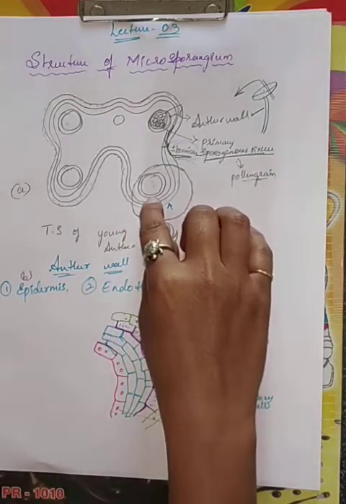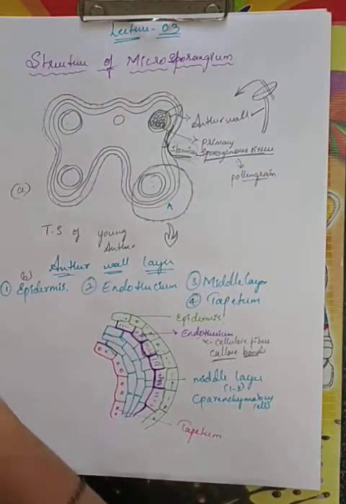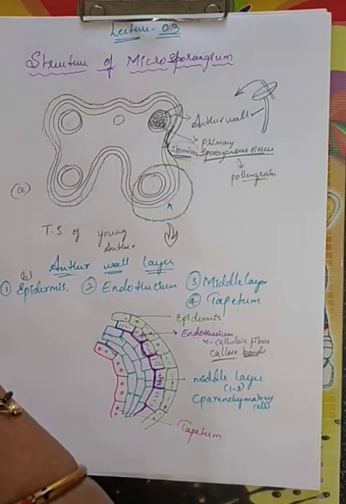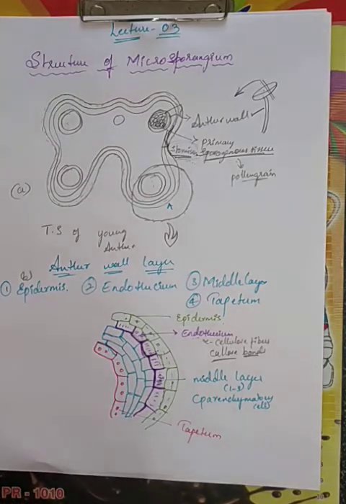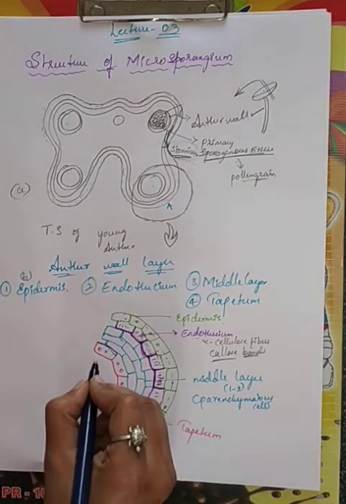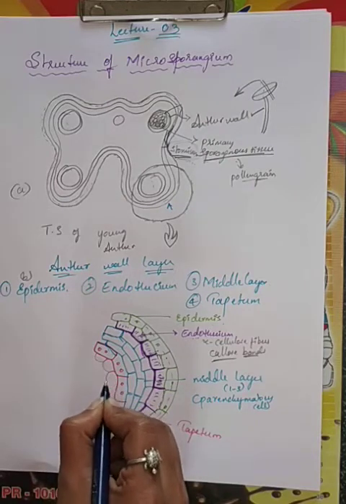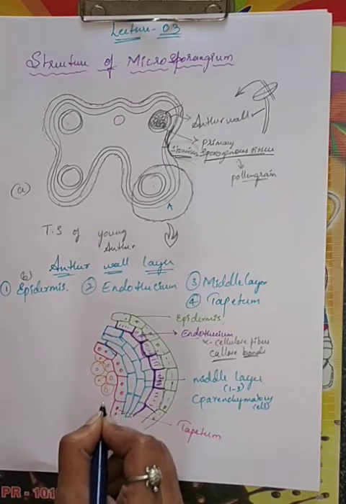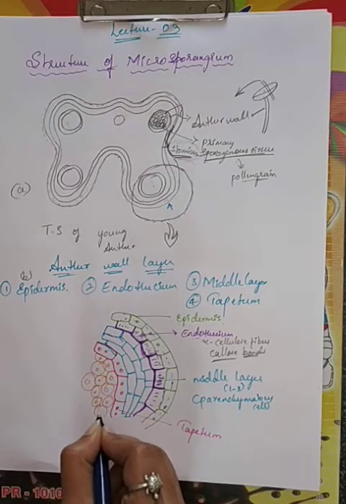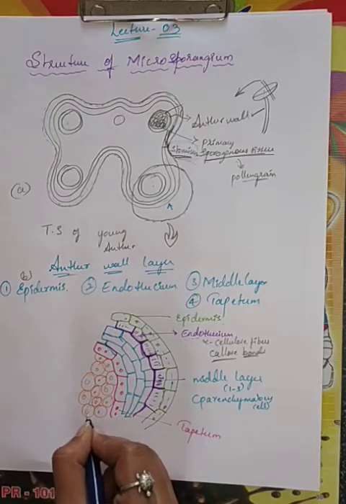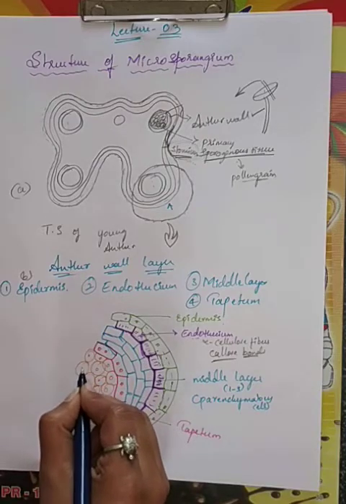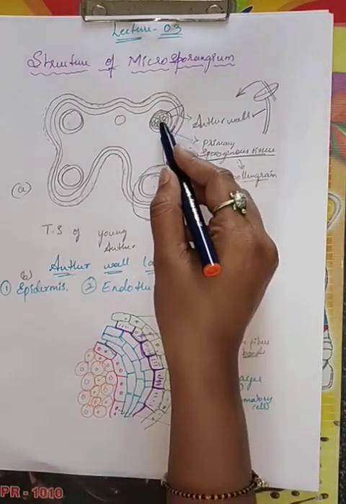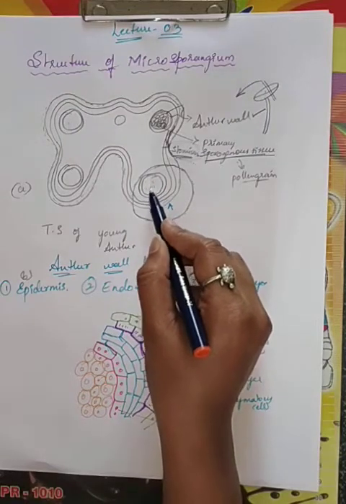Next, after the tapetum, what comes? After the tapetum, there will be the sporogenous cells. Let me take one more color for your convenience. Now there will be sporogenous cells. This is actually the sporogenous tissue. Sporogenous tissue means highly active homogeneous tissue. This one is the sporogenous tissue.